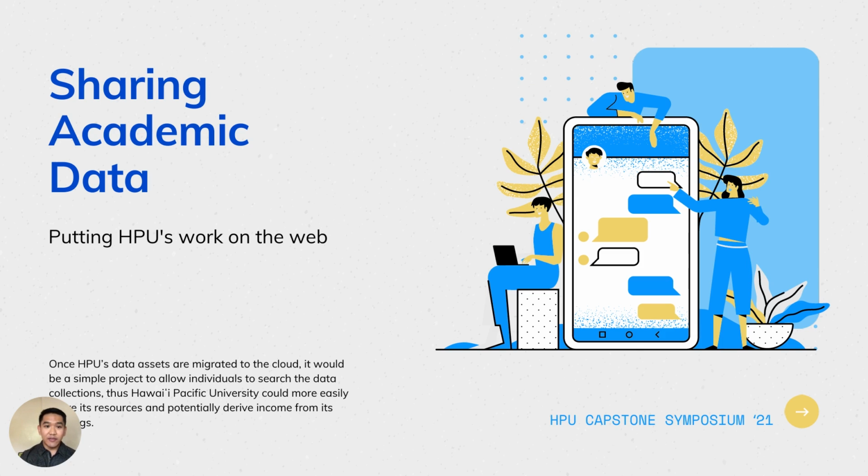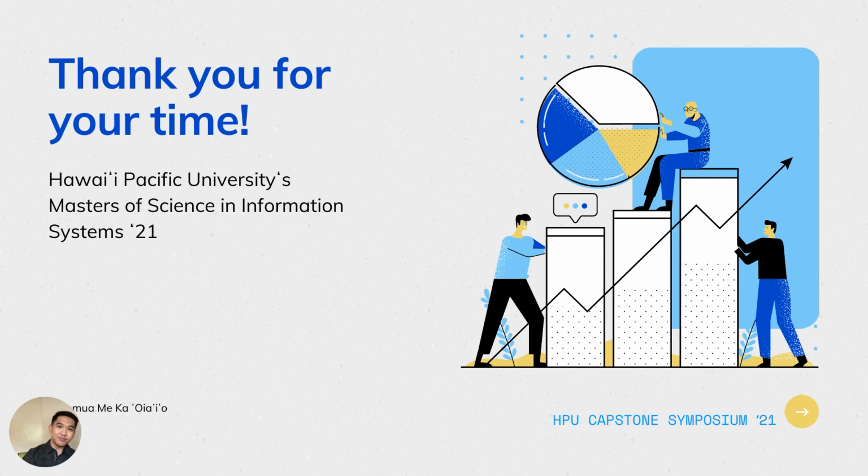Lastly, leveraging the now collocated data, HPU could make its academic resources available for search by the public. This would allow HPU to securely and simply share data with other people or institutions, which could evolve into a source of income if there is enough demand.